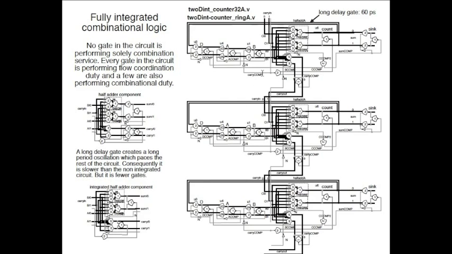So now we put the half adders in the rings and in the structure, and now in this structure, the counter circuit, there are no gates that are only doing combinational duty. Every gate in the circuit is doing flow control duty, and some of those gates are also doing combinational duty. But the control and the combinational logic is fully integrated in the circuit.